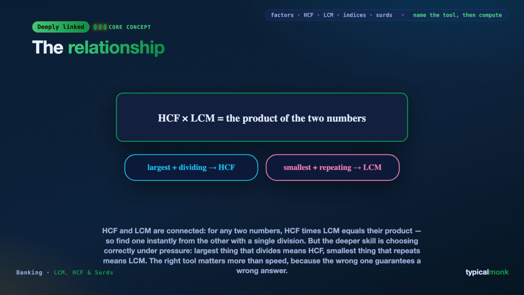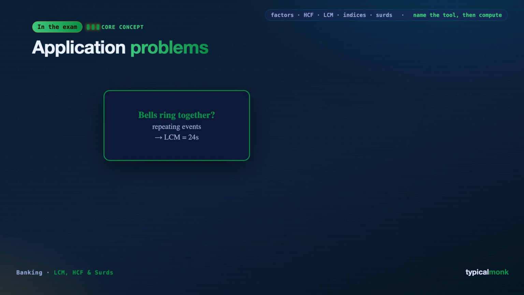And the real skill is the reflex to pick HCF for the largest dividing quantity and LCM for the smallest repeating one. Let us now see these tools in action on the exact word problems the exam loves, because recognizing the type is the whole game.